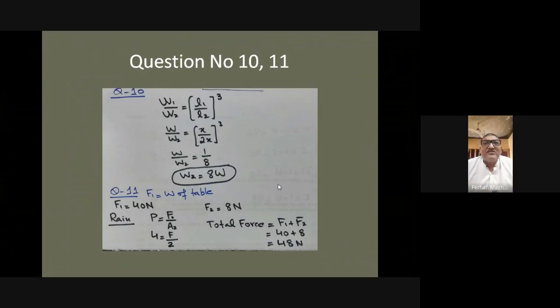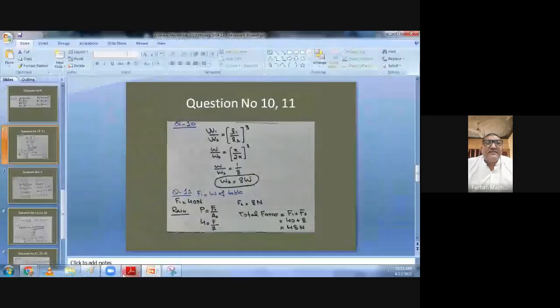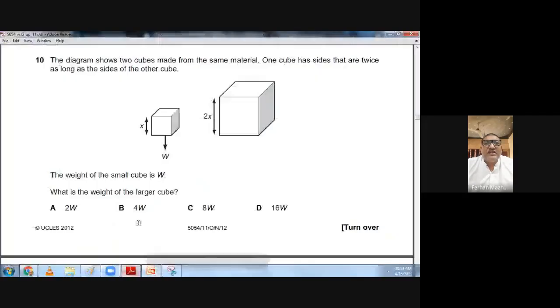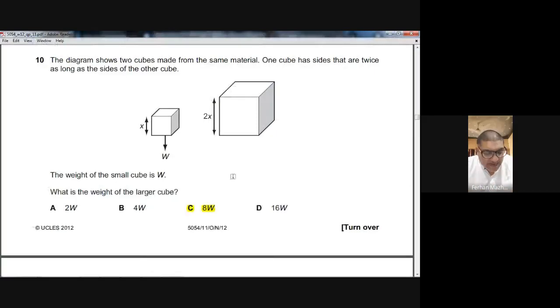So x and x cancelled, and I will take the cube. 1 cube is 1, 2 cube is 8. So I will cross multiply. So W2 will be 8W. The value of the weight of the second cube will be 8W. You must have learned this in your mathematics, similar solids. 8W is the answer. So C is the choice. Question number 10, C is the right choice.